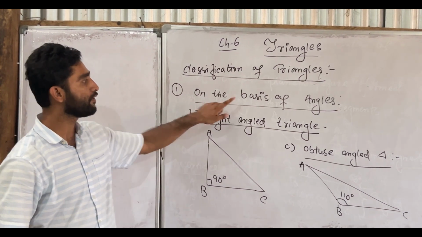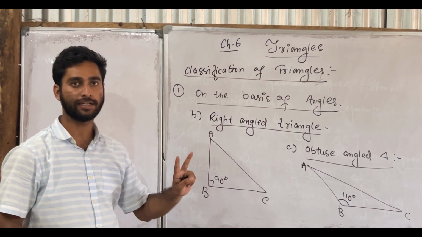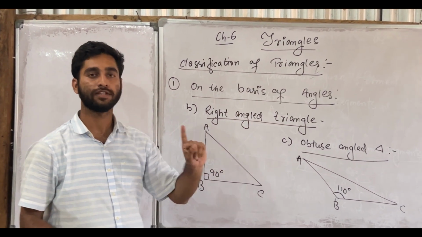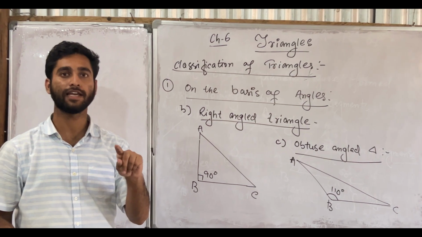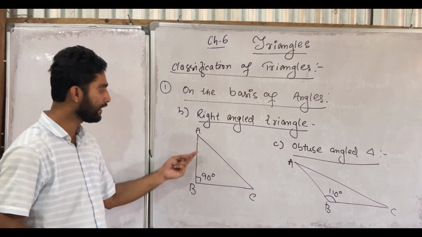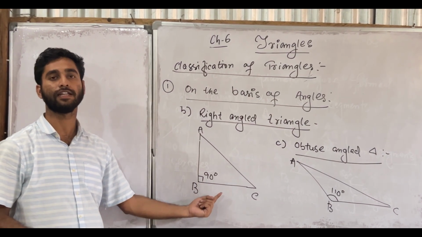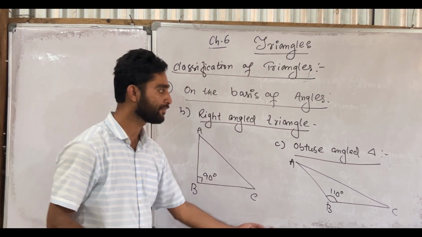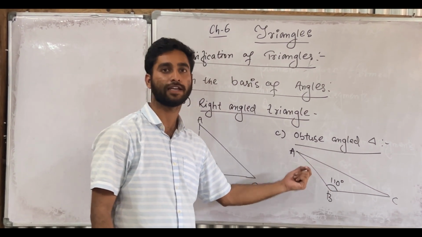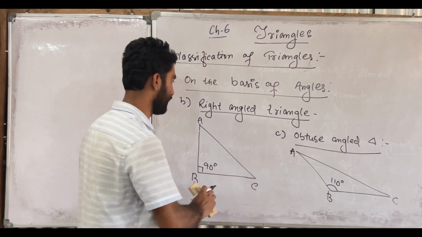So on the basis of angles, the triangles are classified into three types: acute angle triangle, right angle triangle, and the obtuse angle triangle. So what is acute angle triangle? The triangle in which all the angles are less than 90 degree. Right angle triangle means what? Triangle in which at least one of the angles is 90 degree. And the obtuse angle triangle means what? The triangle in which at least one of the angles is more than 90 degree.